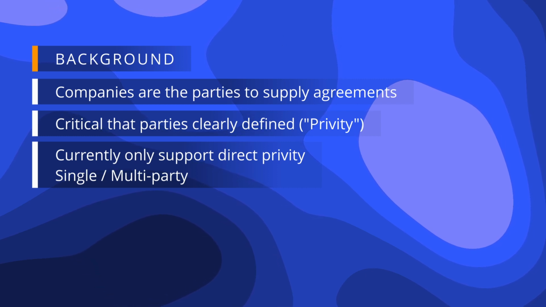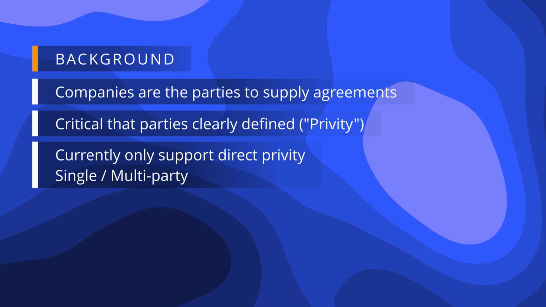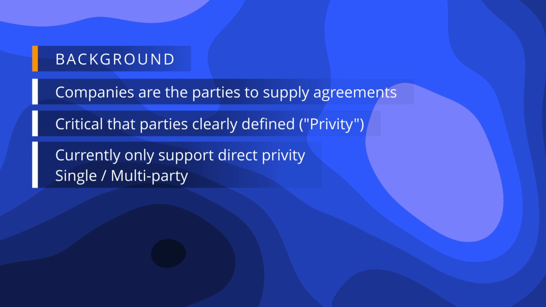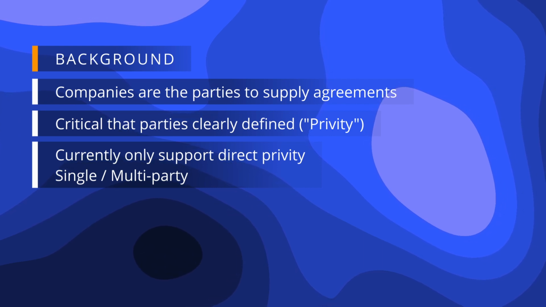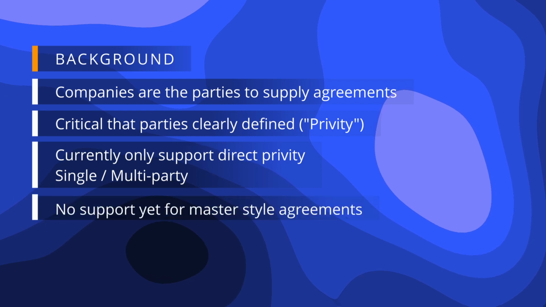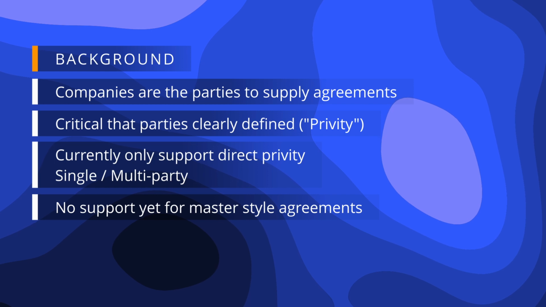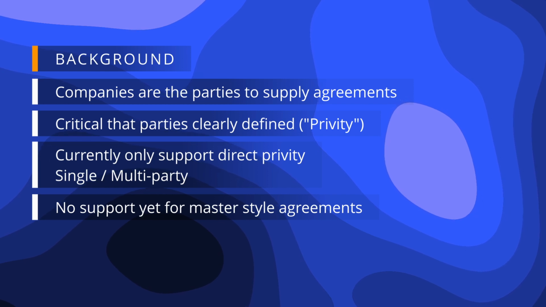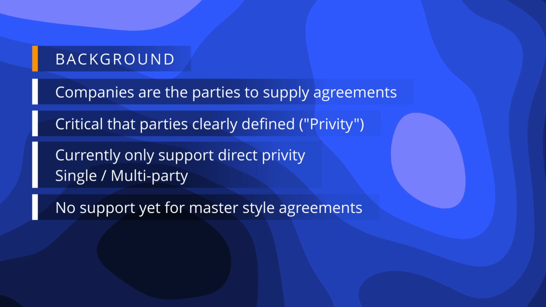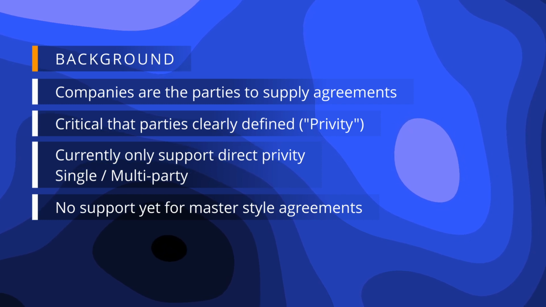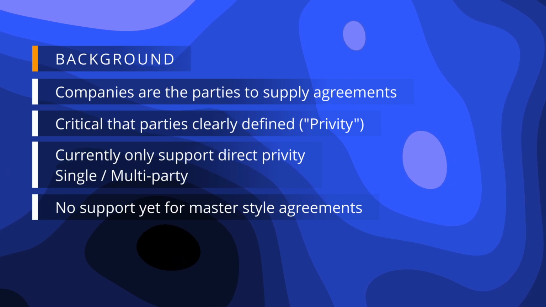Multi-party agreements are particularly useful for large, geographically dispersed organizations where multiple supplier sites may serve multiple customer sites under the same agreement. Currently, we do not support indirect privity, such as in master-style agreements where a parent company can bind its subsidiaries under the terms of an umbrella agreement. However, we have plans to implement this feature in the future as part of our roadmap. If this is a crucial requirement for your business, please let us know, and we will prioritize the development of this feature to meet your needs.